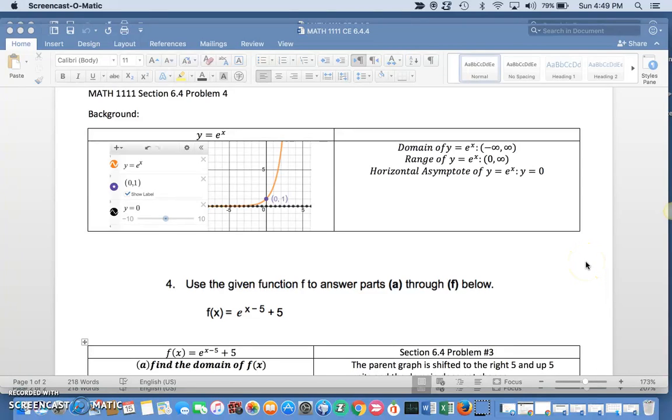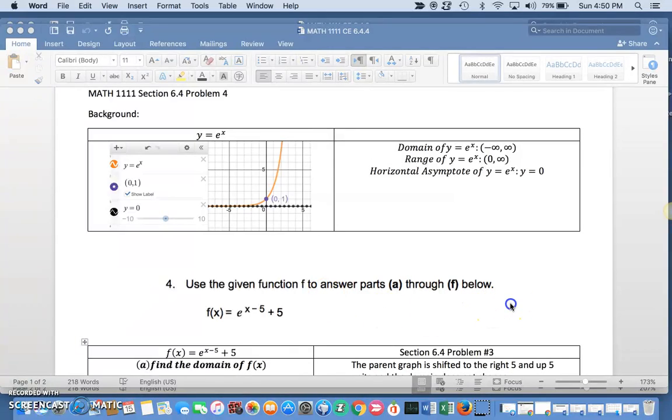We're somewhat reviewing from section 6.3 in this, but since you had not done logarithms there, you couldn't carry this problem as far as you should be able to carry it. So y equals e to the x. This is the graph of y equals e to the x. Its domain is negative infinity to positive infinity. Its range is 0 to infinity, and the horizontal asymptote is y equals 0. So this is what's going on with the basic exponential with the base of e here.